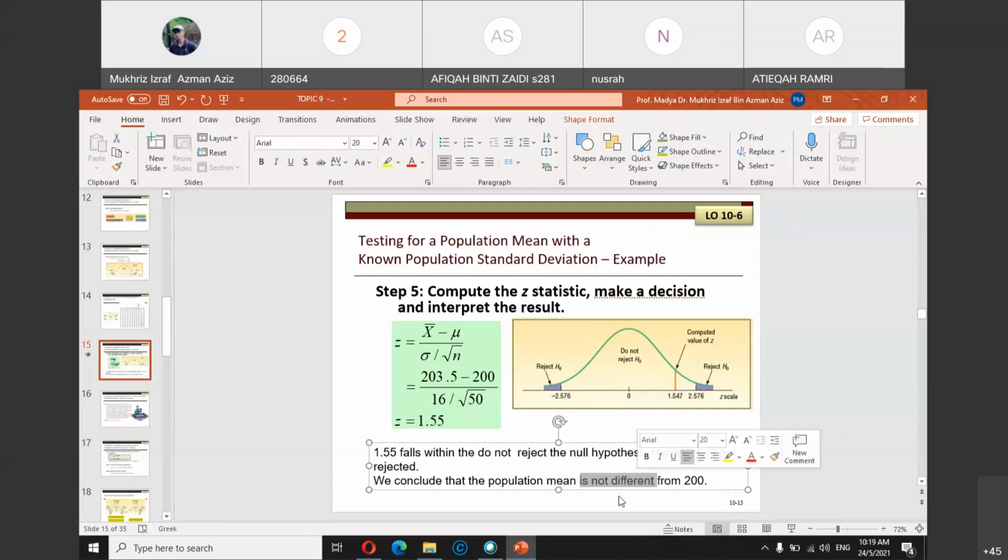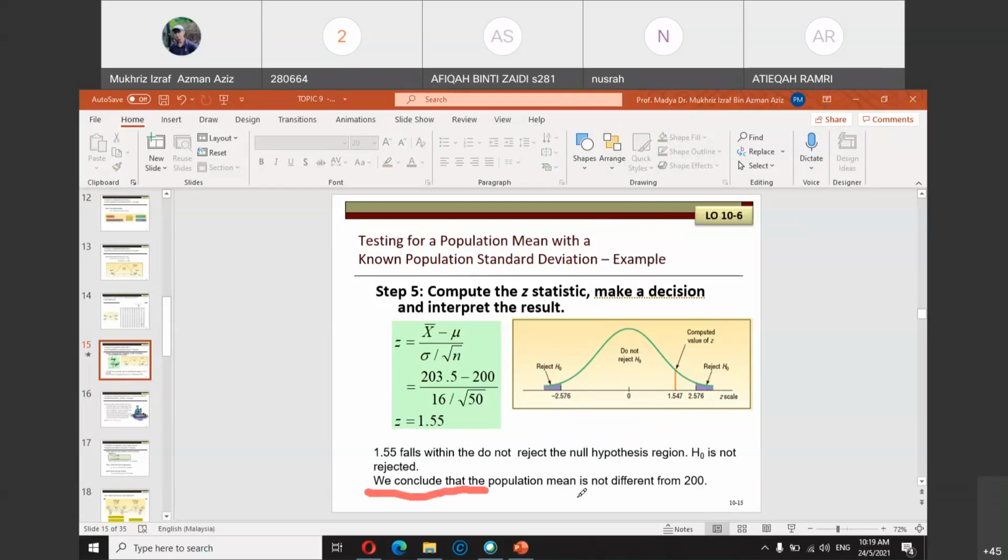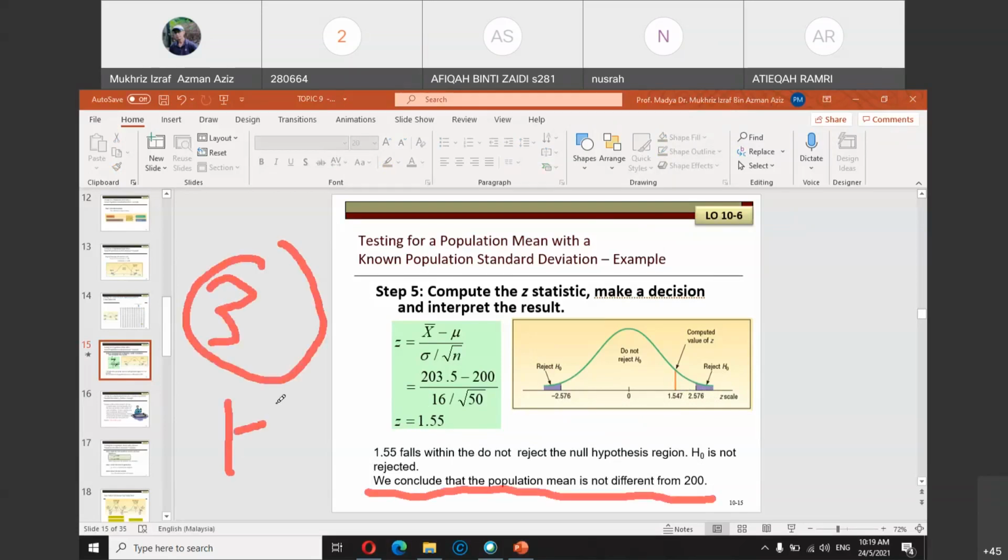Okay, if it's not different, it means your H1 is again whatever you conclude in the third point. The third point here should refer to your H1. What is your H1? Your H1 in this case is that the mean is different.